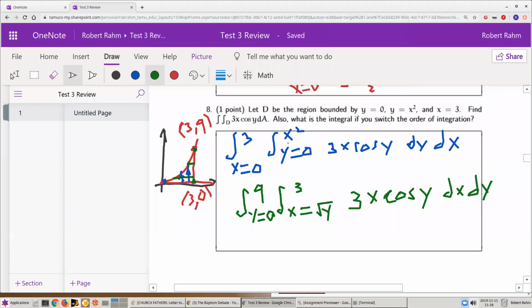Now, it might not be obvious, but I think the blue integral is going to be the easier one to compute, because what you're going to get is cosine of x squared minus cosine of 0, which is 1. So the thing that you're going to end up integrating is 3x times cosine of x squared minus 1. Okay, if you come down here, once you do the x integral, you're going to end up having to integrate the square root of y times cosine of y, which is not nearly as easy as integrating the blue integral.